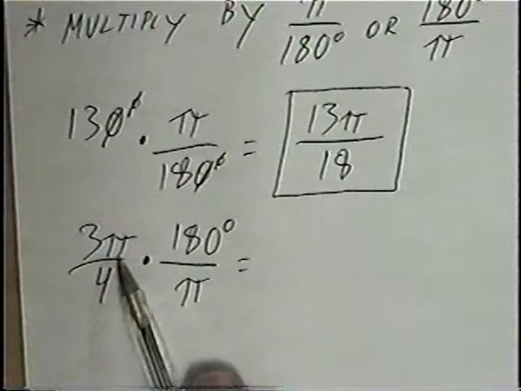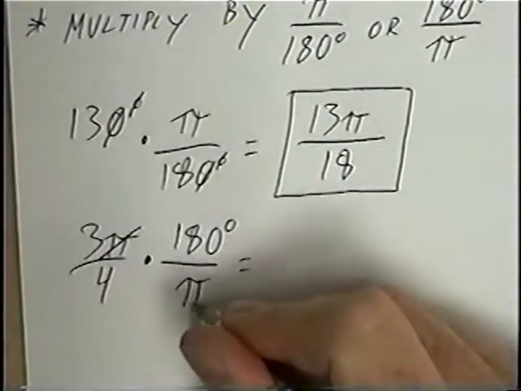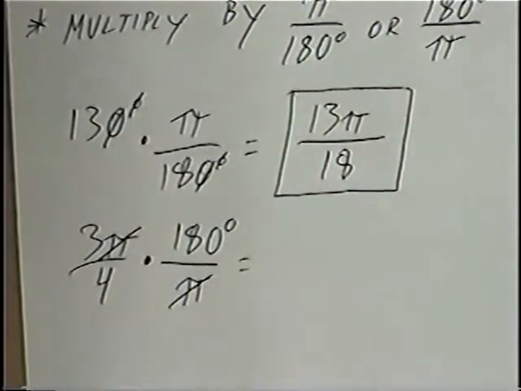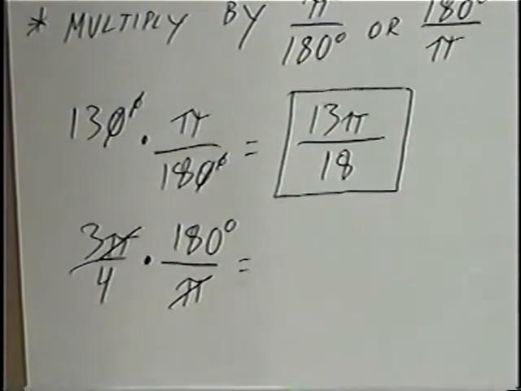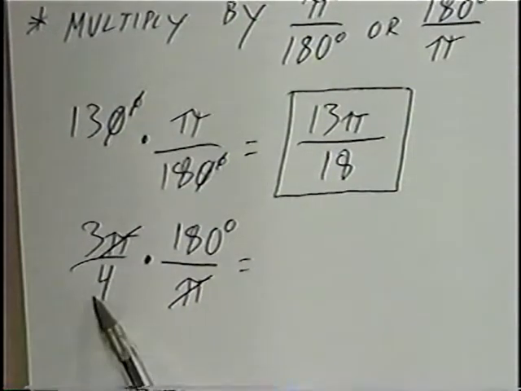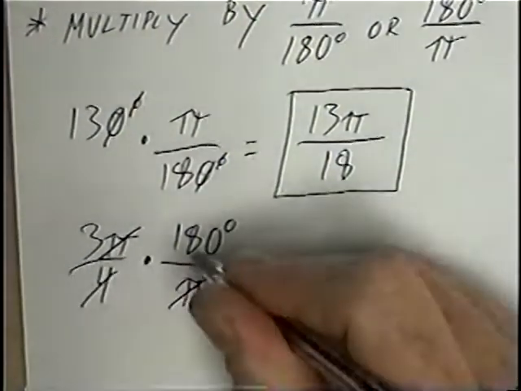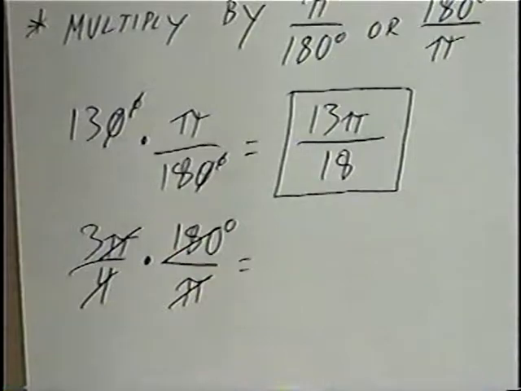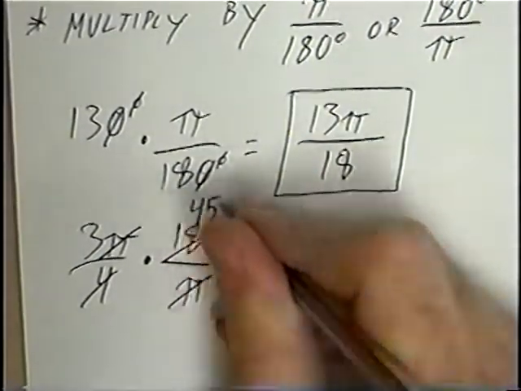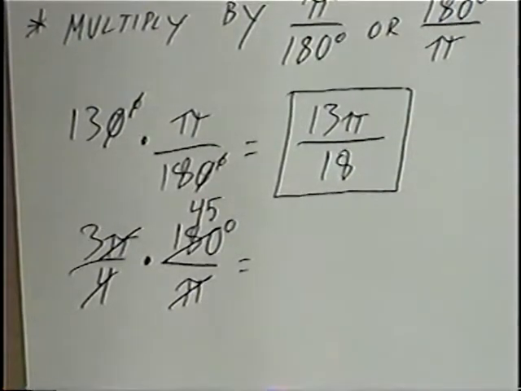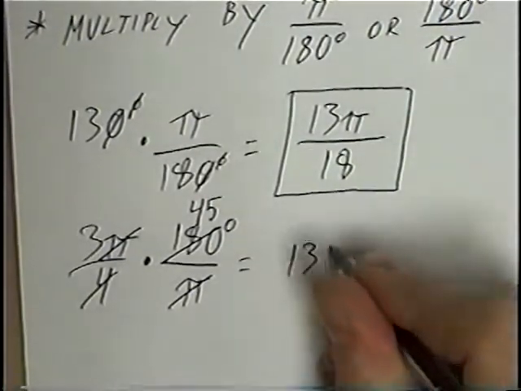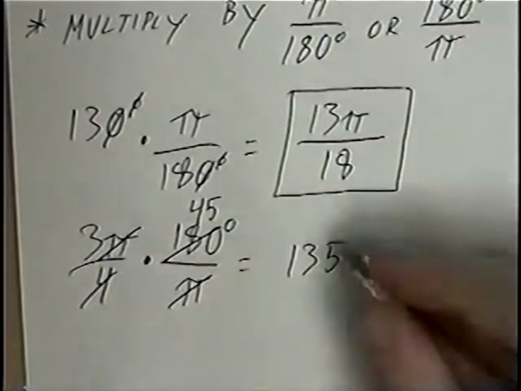Multiplying or reducing, the pi's again will cross cancel. So our final units will be left with degrees. You could multiply 3 times 180 divided by 4, or if you want to, cross cancel the 180 and 4. Taking 180 divided by 4 would be 45. And we'll be left with 3 times 45, which will be 135 degrees.